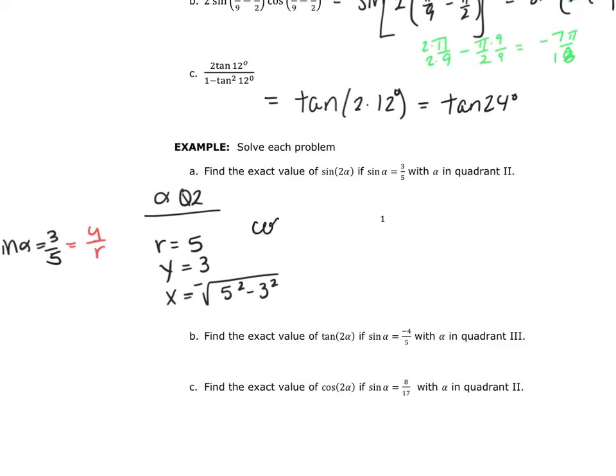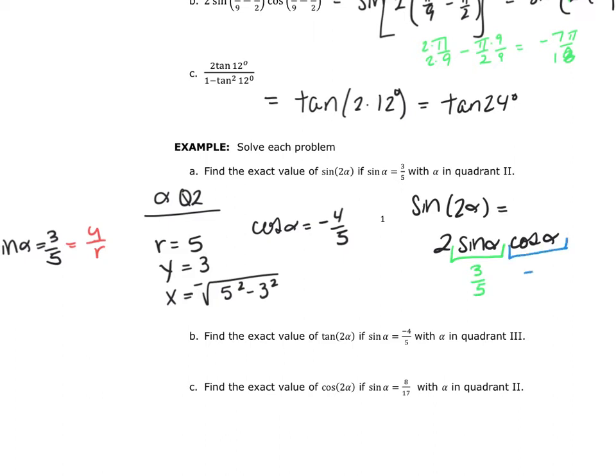So then my cosine of my angle, because I need sine and cosine for the double angle, is going to be equal to negative 4 over 5. So the sine of 2 alpha is going to be equal to 2 times the sine of alpha times the cosine of alpha. The sine of alpha is given to me as 3 over 5. And then we just found the cosine of alpha, that's negative 4 over 5.